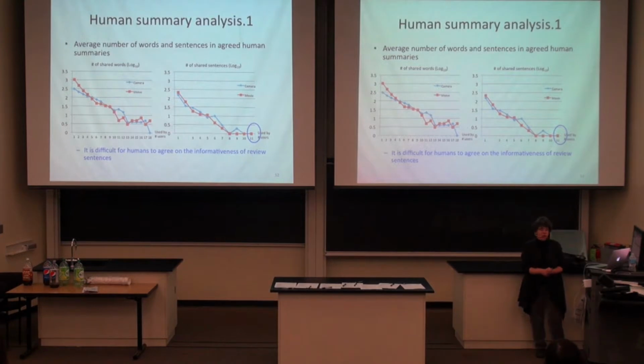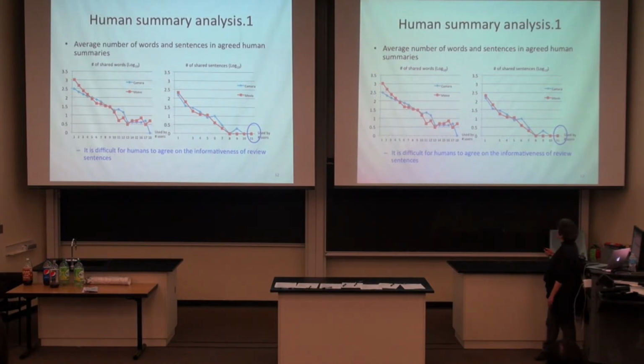Okay, so as you'll see, as part of our experiment, we first needed to create a gold standard of how humans would summarize reviews. And once we have these, we could then look at our corpus of human summaries and see what kind of properties they have, and whether they were similar to the properties you would see in a gold standard for newspaper. So this first chart shows the average number of words and sentences in agreed human summaries.